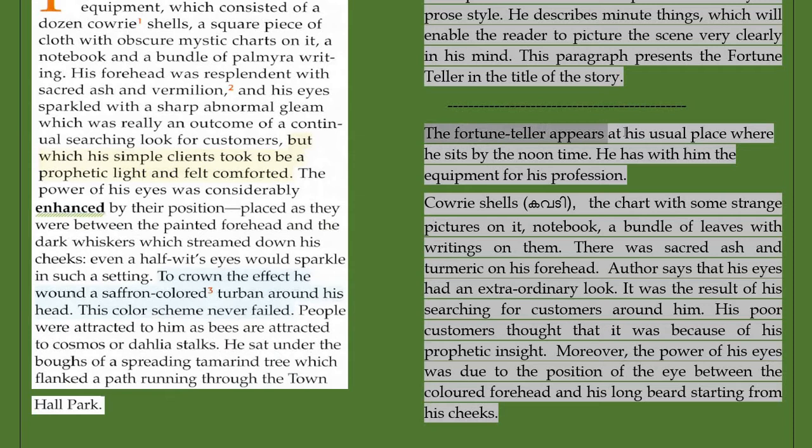The fortune teller appears at his usual place where he sits by the noon time. He has with him the equipment for his profession. Then R.K. Narayan describes the equipment. Cowrie shells, which we say kavadi in Malayalam, which is used for prediction. Then the chart with some strange pictures on it, notebook, a bundle of palmyra leaves with writings on them. These are some of the things which an astrologer carries.